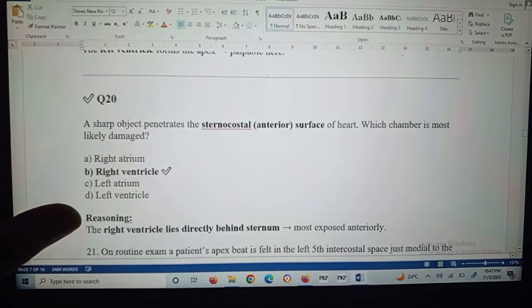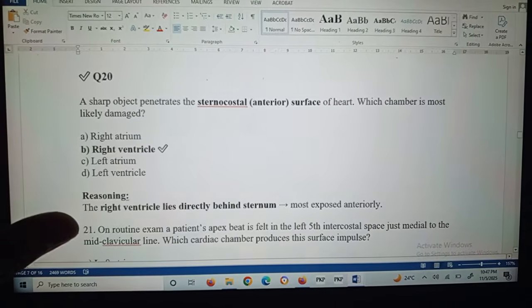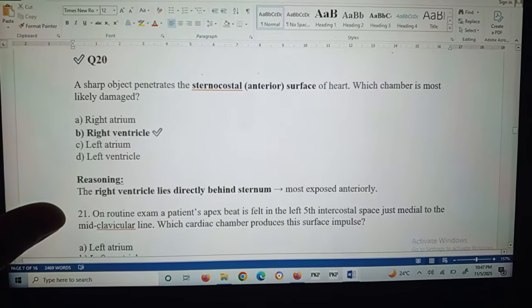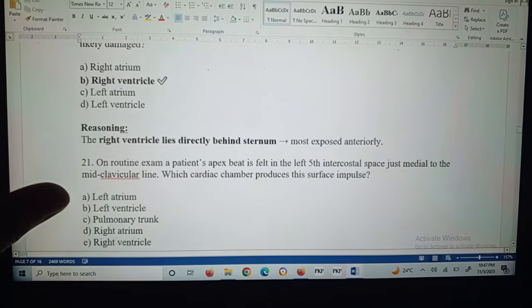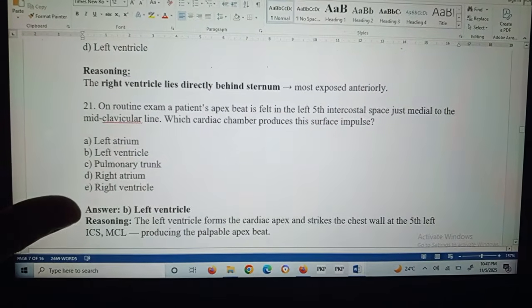Question number 20: a sharp object penetrates the sternocostal anterior surface of the heart. Which chamber is most likely damaged? The right ventricle, because it lies directly behind the sternum and is most exposed anteriorly.